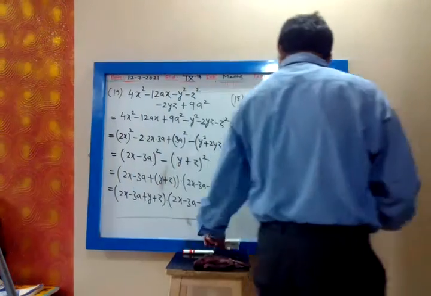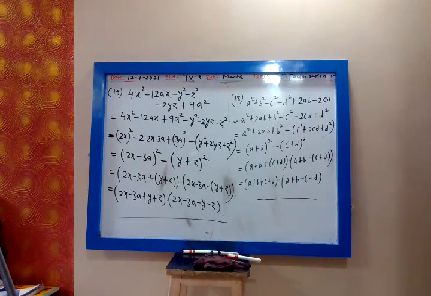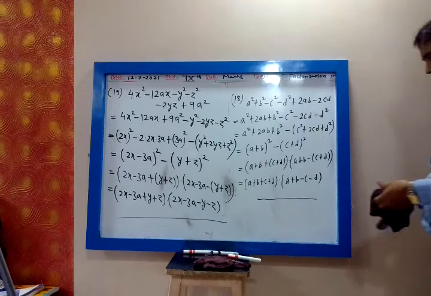Yes. So (a plus b) into (a minus b) is a square minus b square. A square minus b square is (a plus b) into (a minus b).